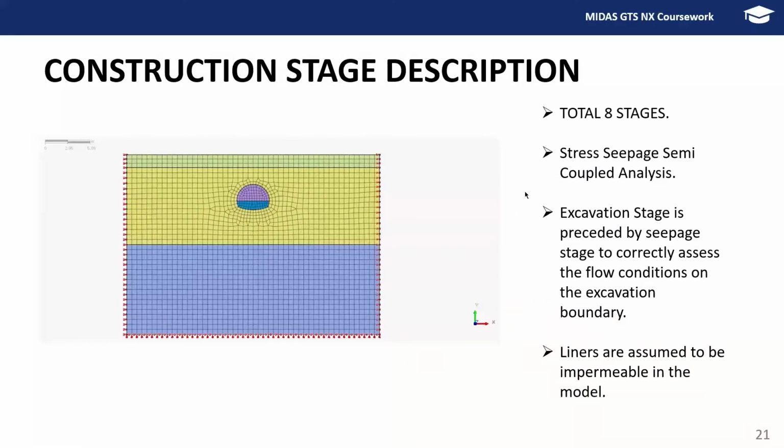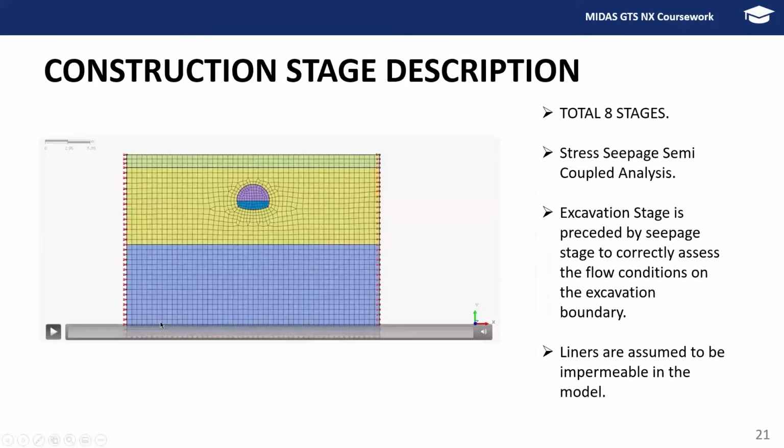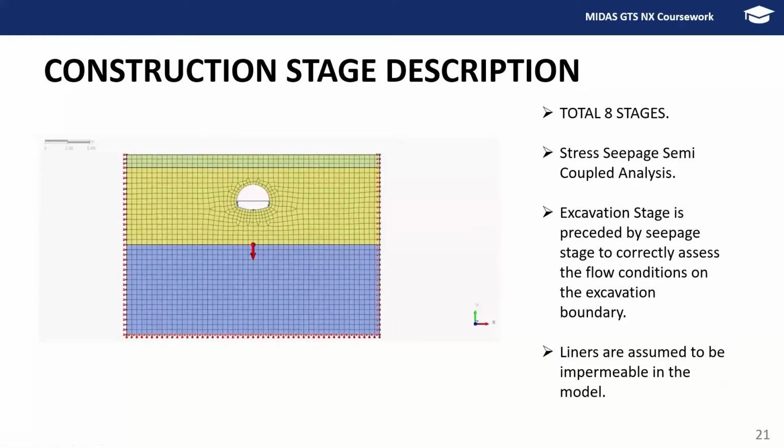So for the construction stage description, we have 8 stages, and this is a stress seepage semi-coupled analysis. That means every stress stage is preceded by a seepage stage, where the pore pressures and the stresses will be calculated based on the seepage data that was calculated on the previous stage. And this will also assess the flow conditions on the excavation boundary. And the liners are modeled as structural elements, so they're assumed to be impermeable. Now, if I just play this video, you will see the plan of the construction stages.